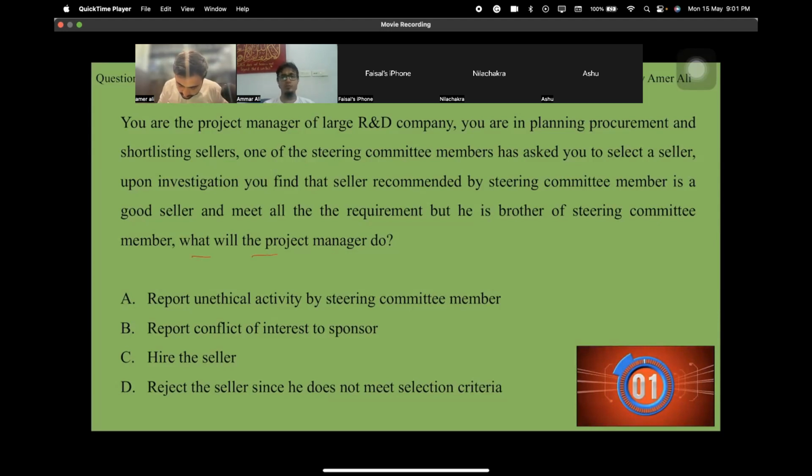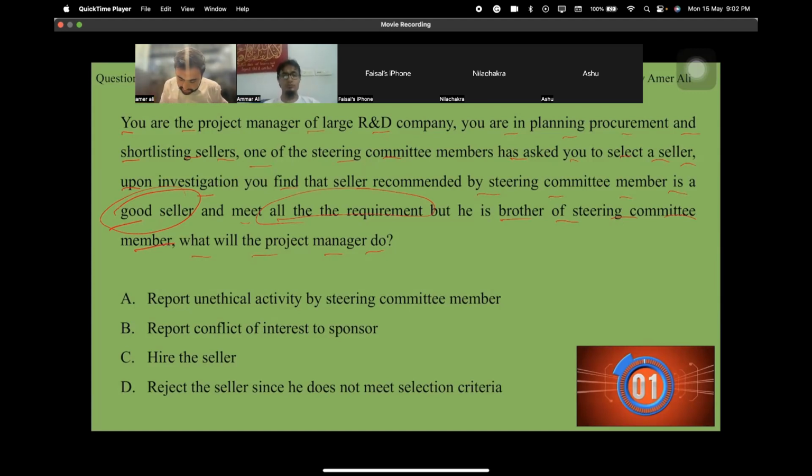What will the project manager do? You are the project manager. You are in planning, procurement, and shortlisting seller. One of the members had asked you to select a seller. You find that the seller recommended is a good seller and meets all the requirements, good, but he is the brother of the steering committee. He's a good seller. The question does not say he's not a good seller, it's a good seller.